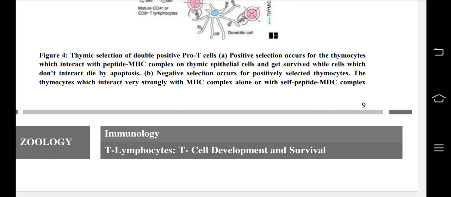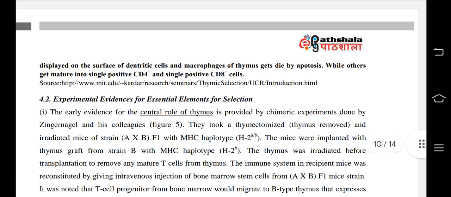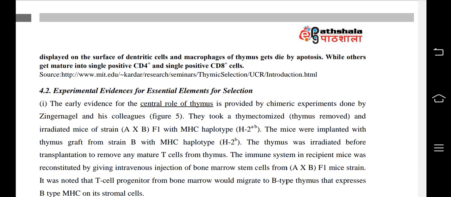Negative selection occurs for positively selected thymocytes. The thymocytes which interact very strongly with MHC complex alone or with self-peptide MHC complex displayed on the surface of dendritic cells and macrophages of thymus die by apoptosis, while others mature into single positive CD4 plus and single positive CD8 plus cells.